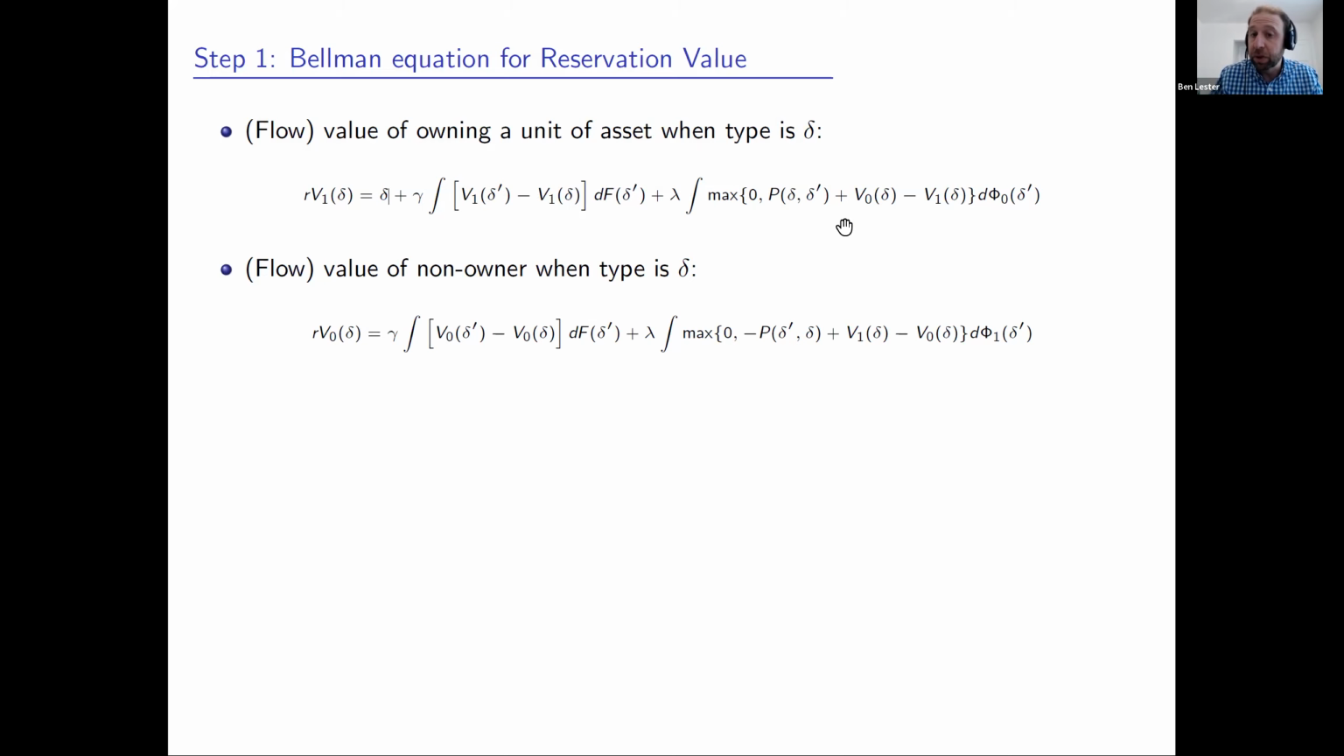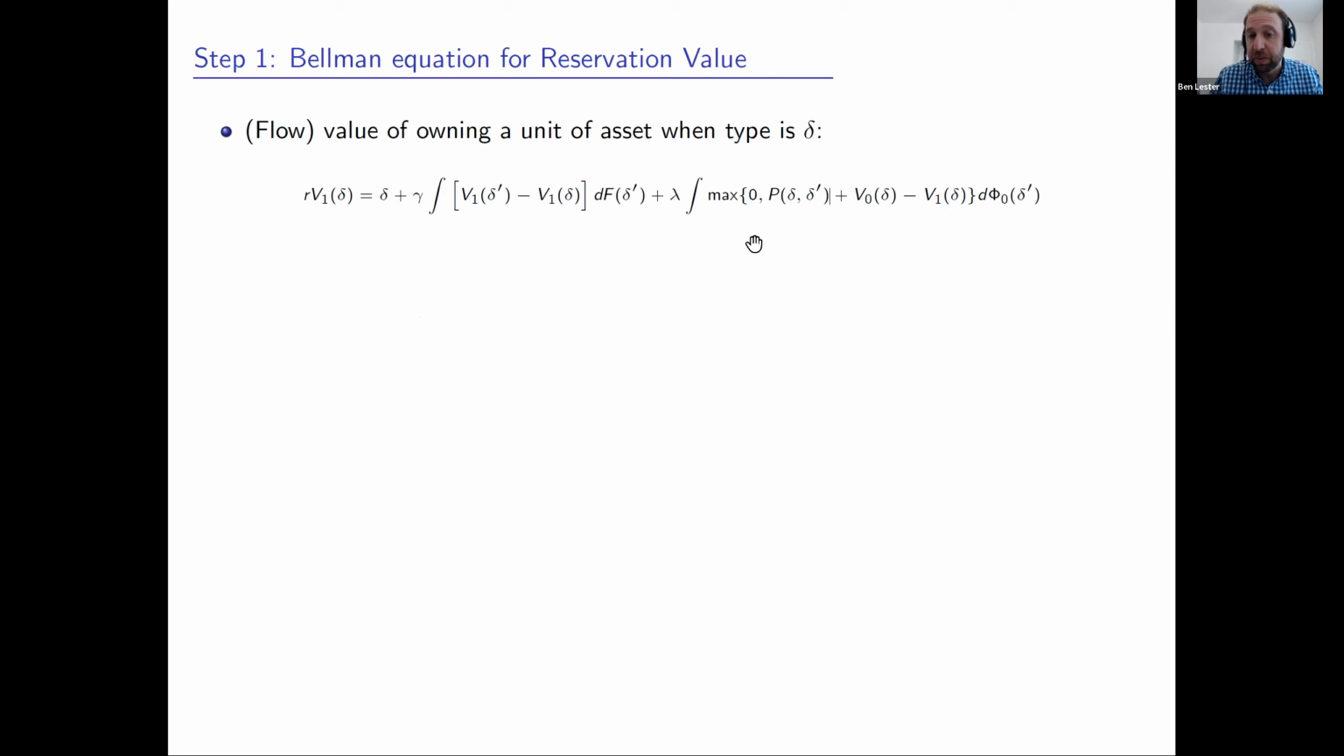But if there are gains from trade, you will trade. When are there gains from trade? Exactly when the transition from being an owner to a non-owner, where you were given some price P to give up your asset, is positive. Then of course you would trade. Now, you have to think about what's the price at which I'm going to trade.